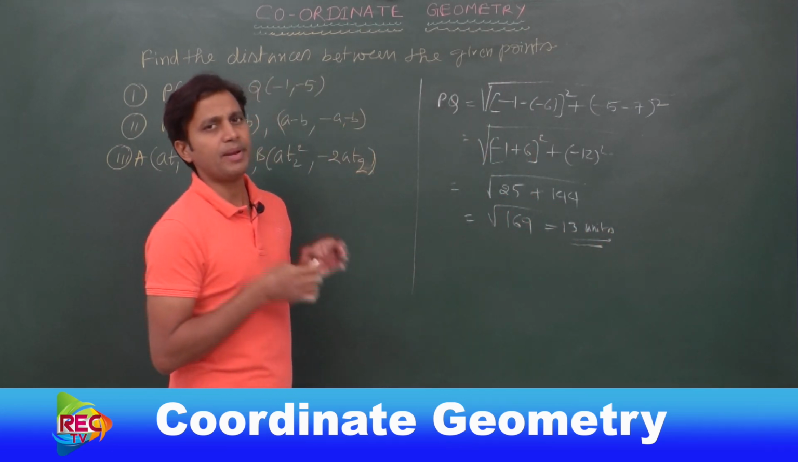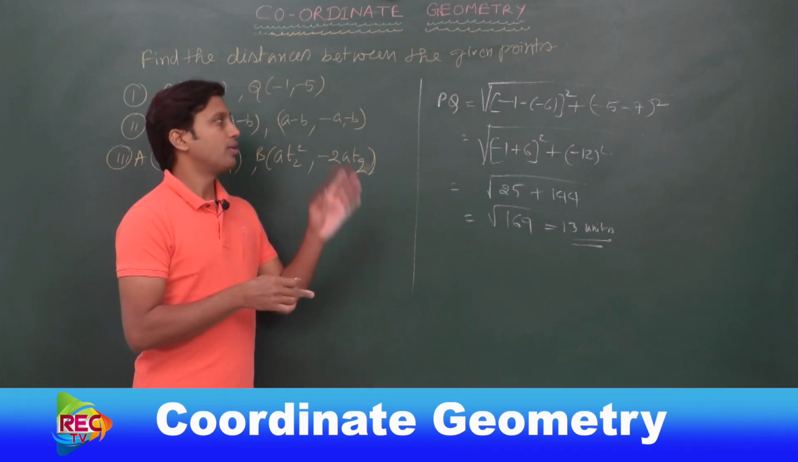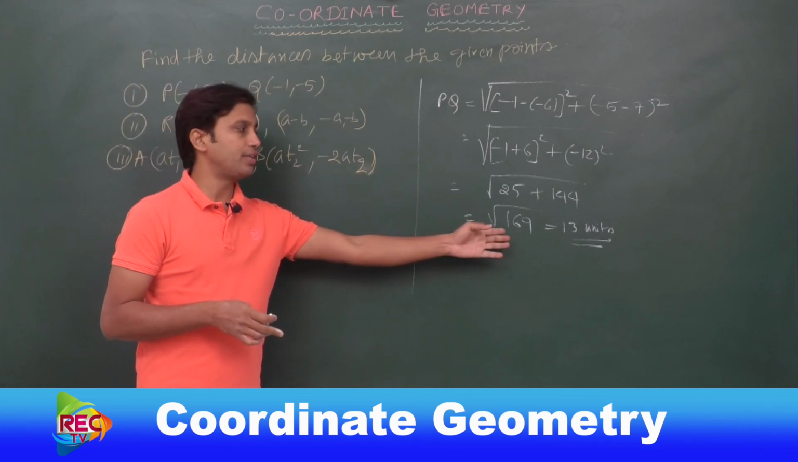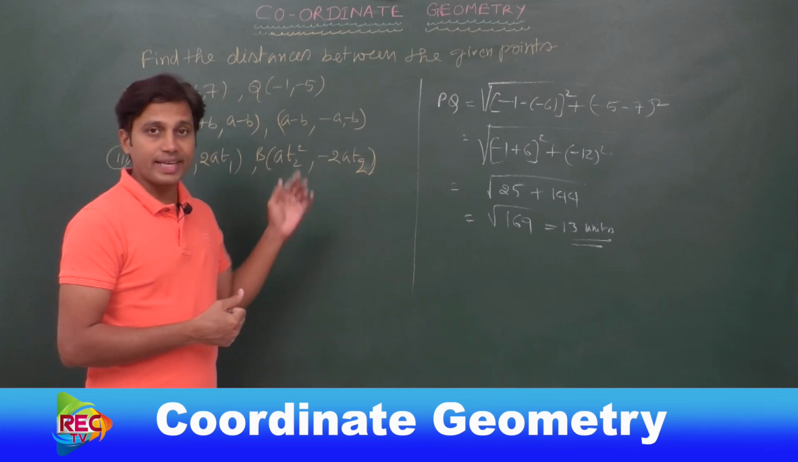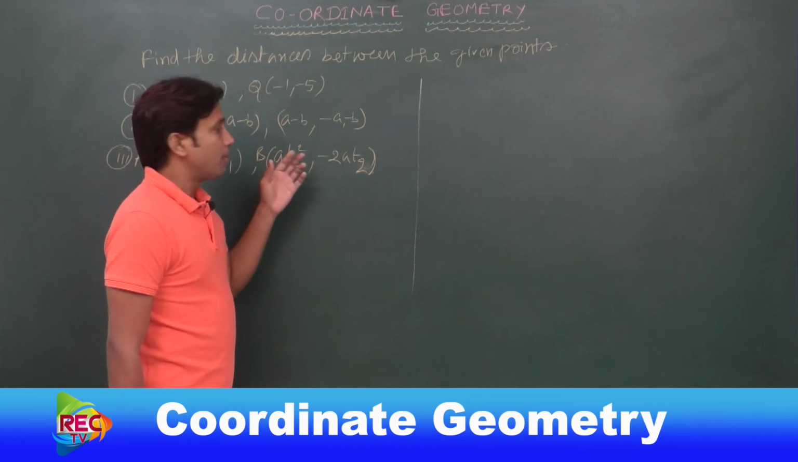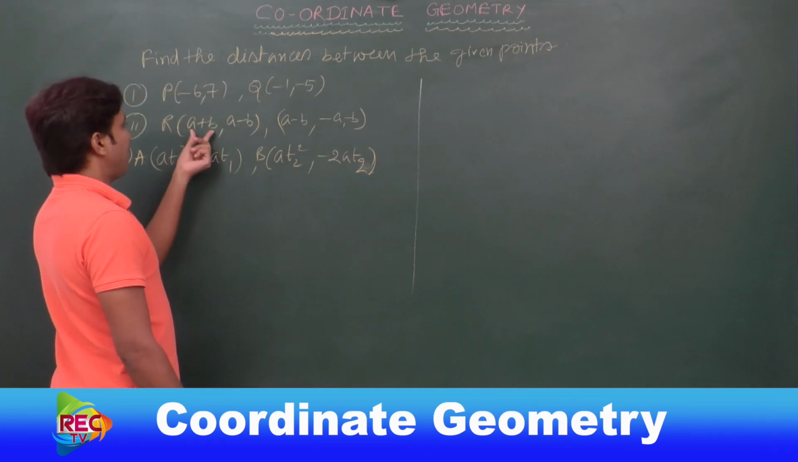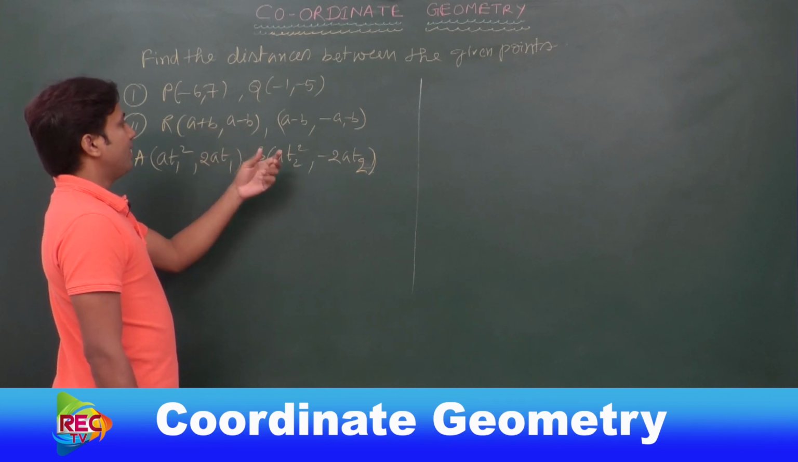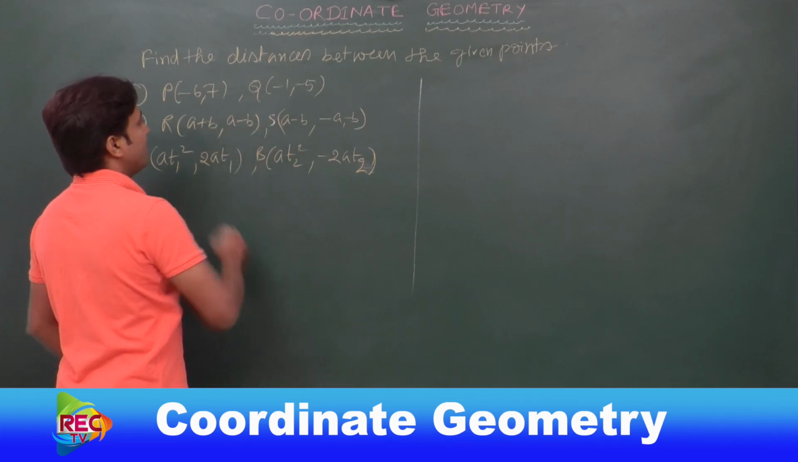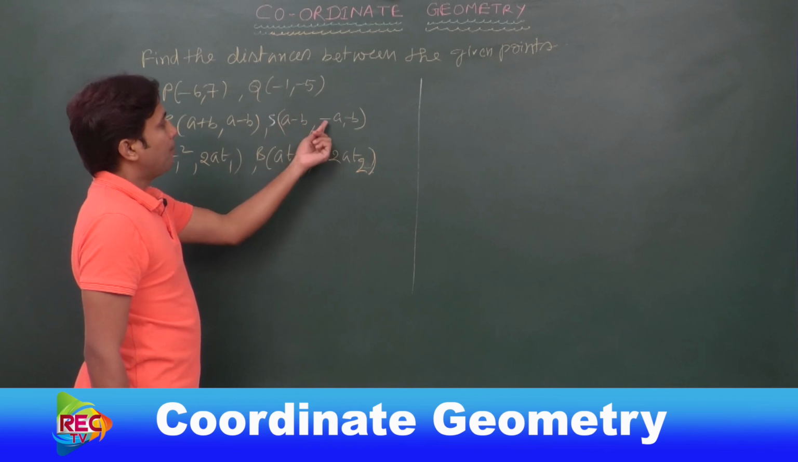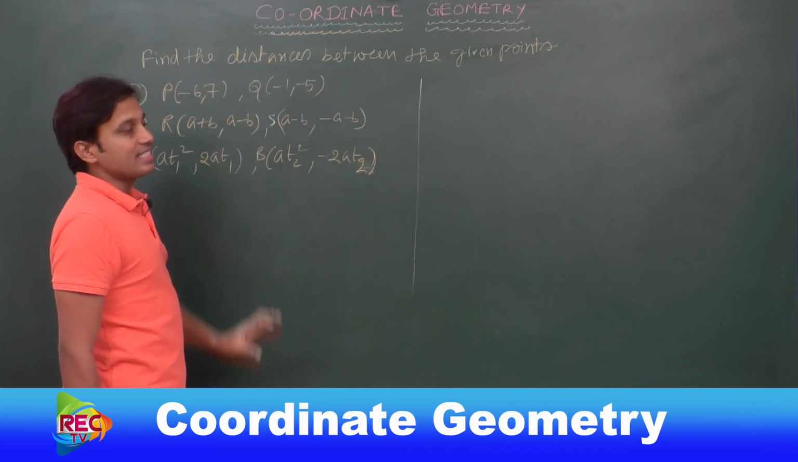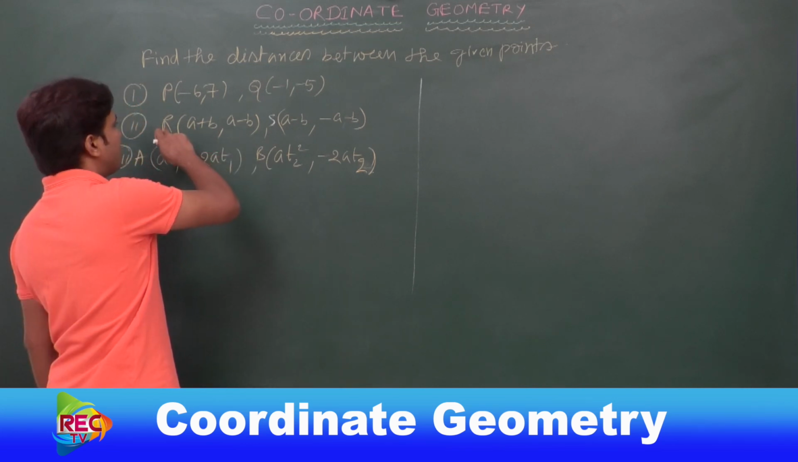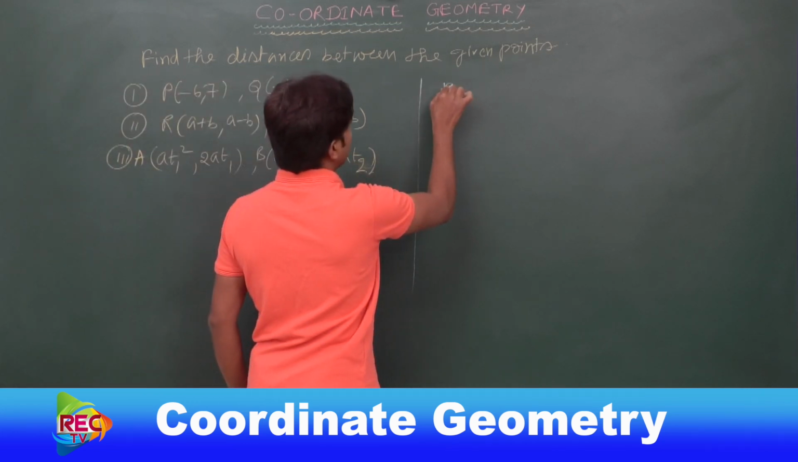Understood? What did we do? Simply we applied the formula for the given 2 points and found the distance between them. Similarly, we do the second problem also. Now let's do the second problem. Here R is (a plus b, a minus b). This is S (a minus b, minus a minus b). Now we need to find the distance RS, that means the distance between R and S, so that is RS.